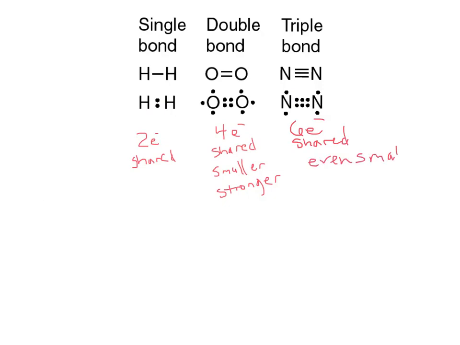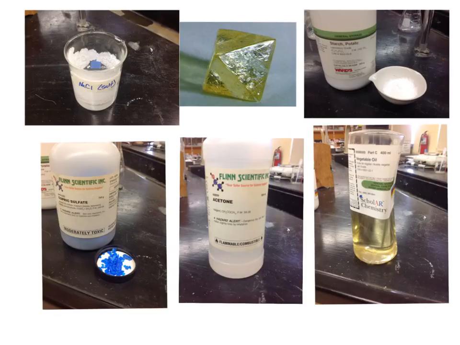So that's the type of bonds. And now, if I believe I'm right, we're going to take a look at the different types of compounds, ionic and covalent, next to each other. Okay, so I was right this time.